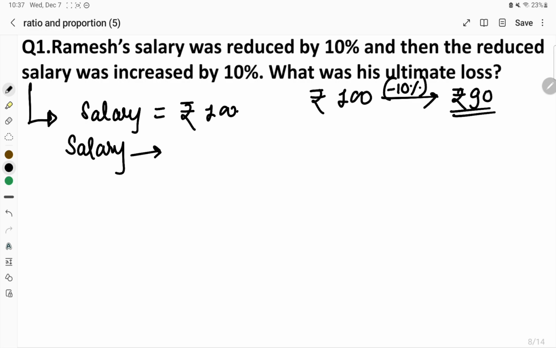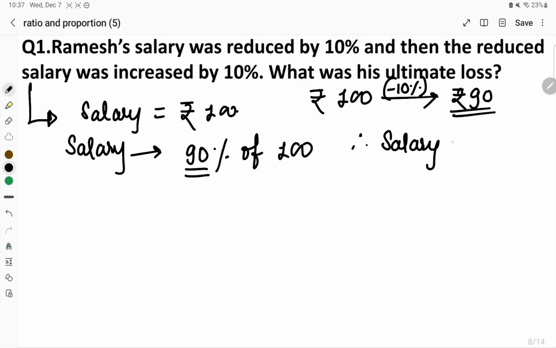There is a reduction or deduction of 10%. It means there is a reduction of 10 rupees on 100 rupees, right? So what will be the reduced salary? The reduced salary will be 90 rupees, ma'am. This 90 rupees, or 90% of the salary, is for rupees 100. That is all we know here. Therefore, the reduced salary R is rupees 90.